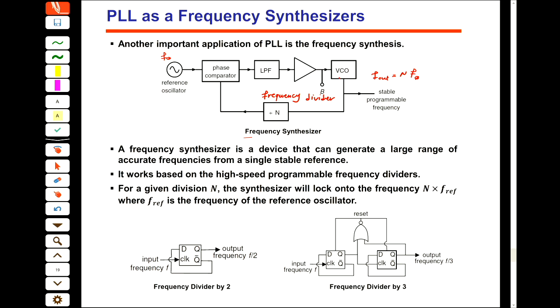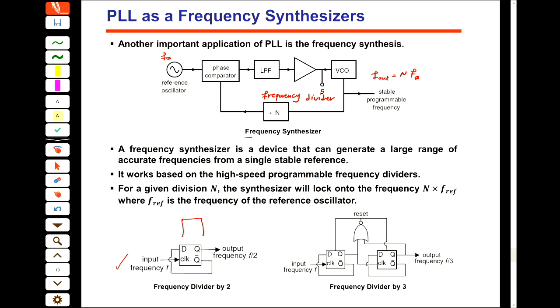I mean the frequency of the signal that I have from the VCO, I divide that frequency by N and compare it with the reference. So when the F out divided by N is locked to the F naught, it means that the F out is N times the F naught. Okay? We use this in analog and in digital, both.